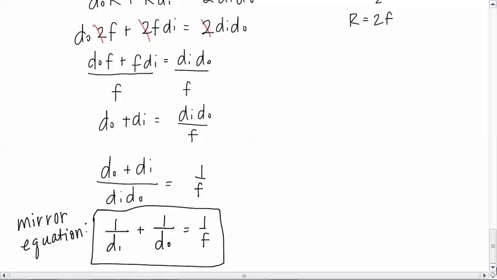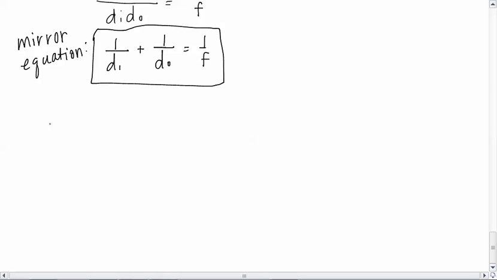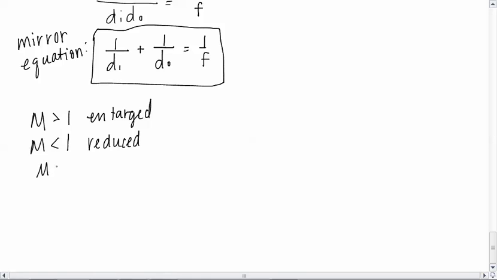Yay! Now, in order to use it properly, we have to define some signs. When the magnification is greater than 1, we have an enlarged object. When the magnification is less than 1, we have a reduced object. When the magnification is equal to 1, it's the same size. When the magnification is negative, the image is inverted. When we have a positive magnification, it's upright.